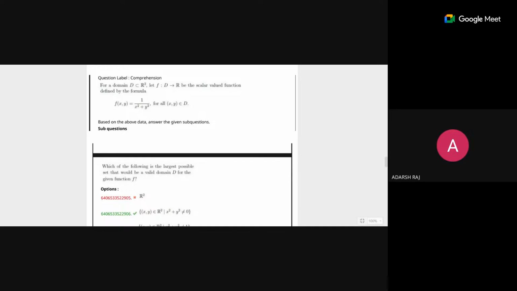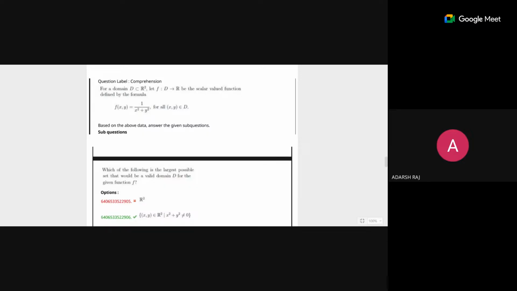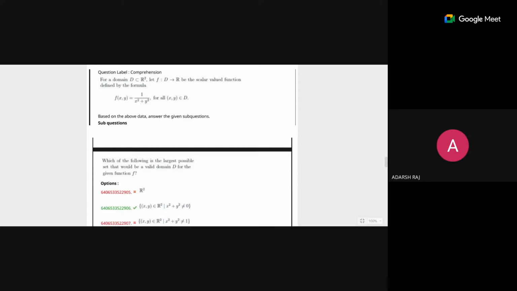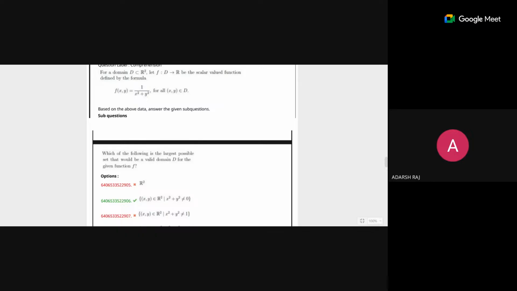So we have a question. The question is saying: for a domain D, a subset of R2, this function is defined from D to R, a scalar valued function defined by the formula f of x comma y, defined like this. The question is asking which of the following is the largest possible set that would be a valid domain D for the given function.